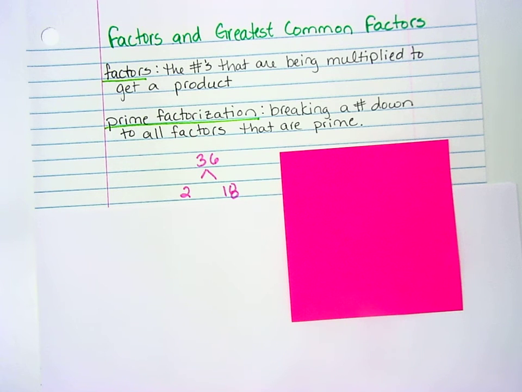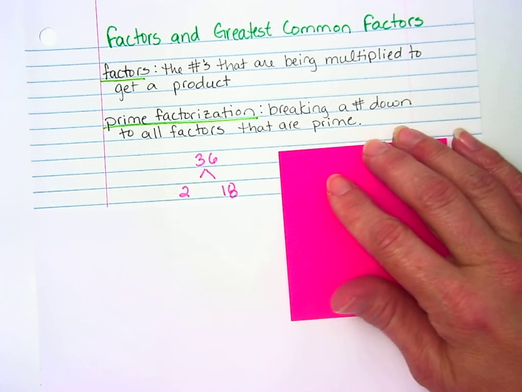Is 1 prime or not prime? 1 is not prime because the only factor of 1 is 1. You can say you multiply 1 times 1, but 1 is the only factor of 1. So to be prime, you have to have exactly 2 factors. 6 would not be prime. It's called composite because you multiply 1 times 6 and then 2 times 3.